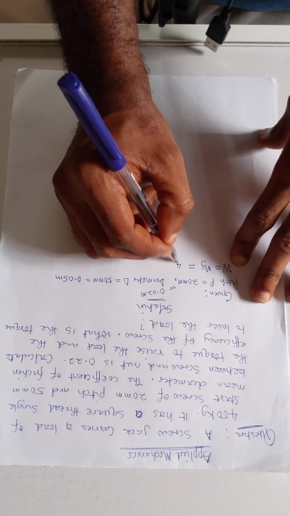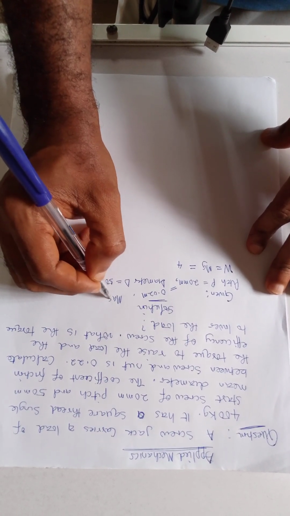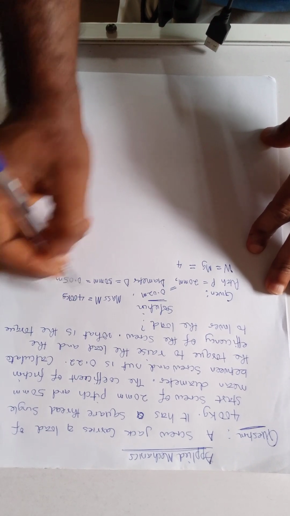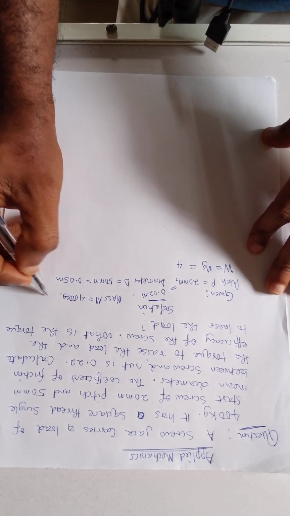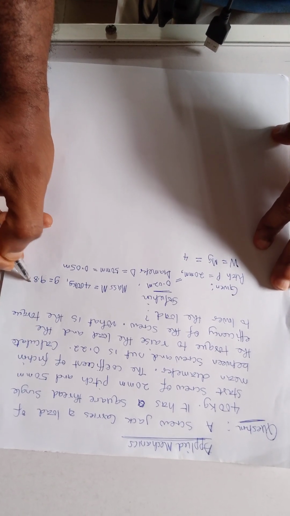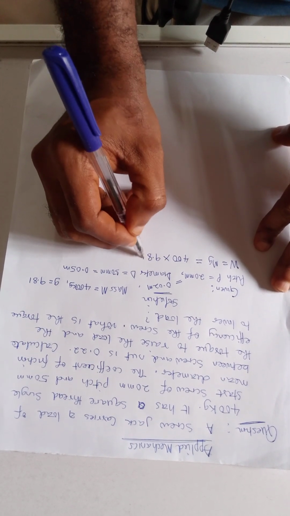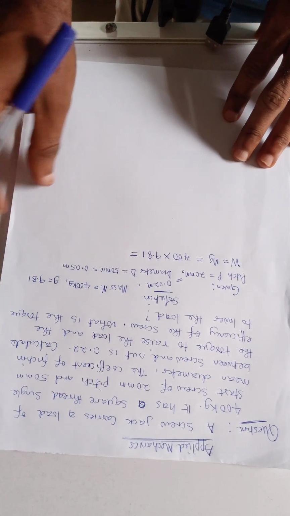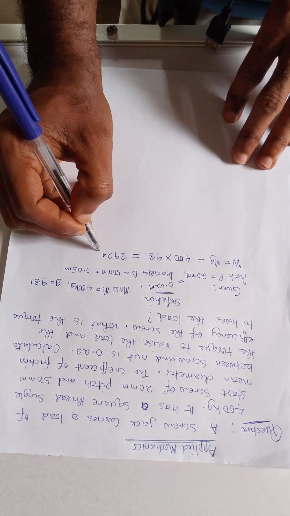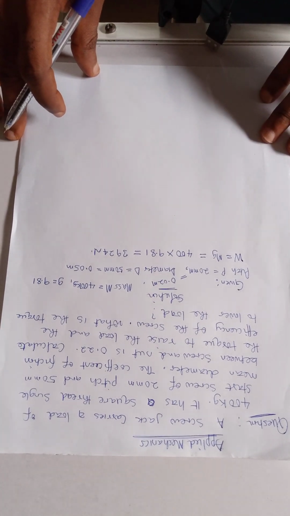And so we have that our weight, which is equal to mass times acceleration due to gravity. Our mass M is equal to 400 kilogram, and acceleration due to gravity G is 9.81. So our weight will be 400 times 9.81, and if we punch our calculator, this is going to give us 3924 Newton.